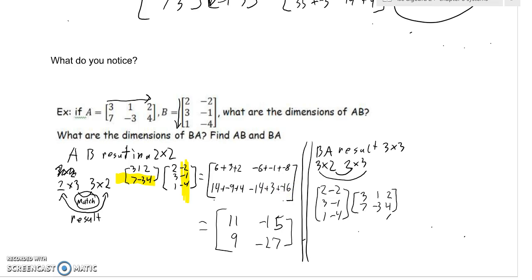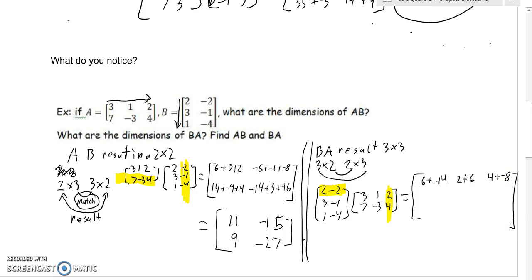So taking our sums and moving over to do B times A. 2 times 3 is 6. Negative 2 times 7 is negative 14. Moving over, 2 times 1 is 2, plus negative 2 times negative 3 is positive 6. Moving over, 2 times 2 is 4, negative 2 times 4 is negative 8.